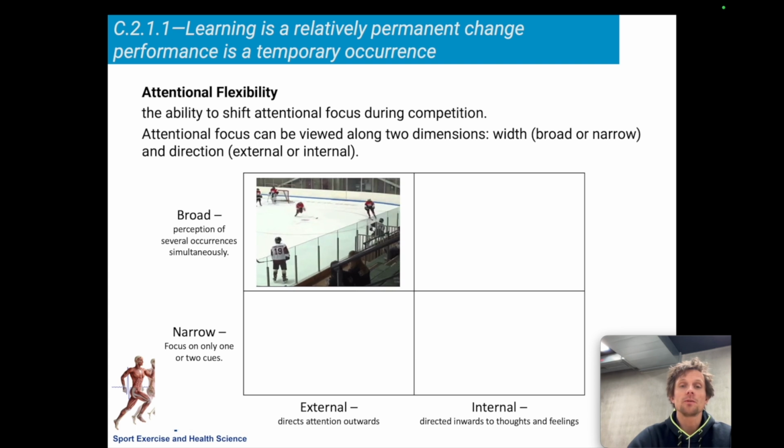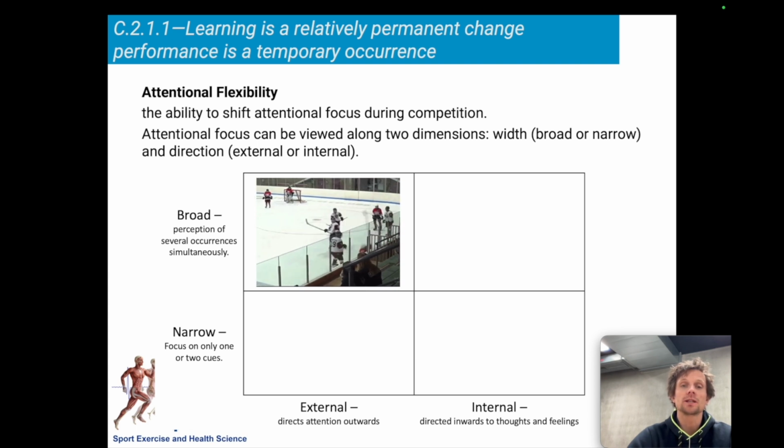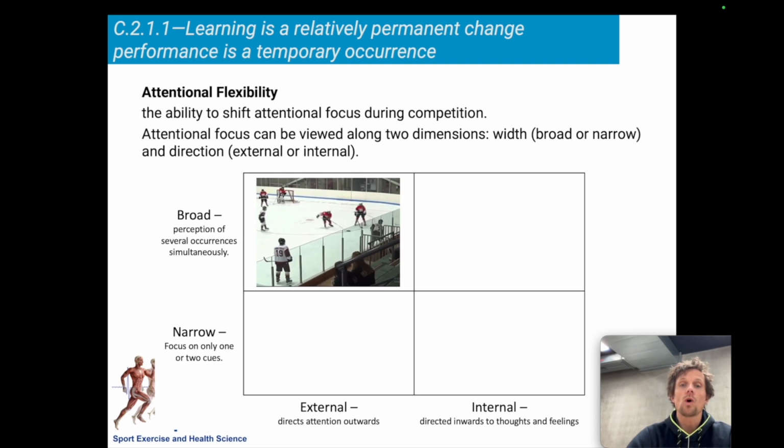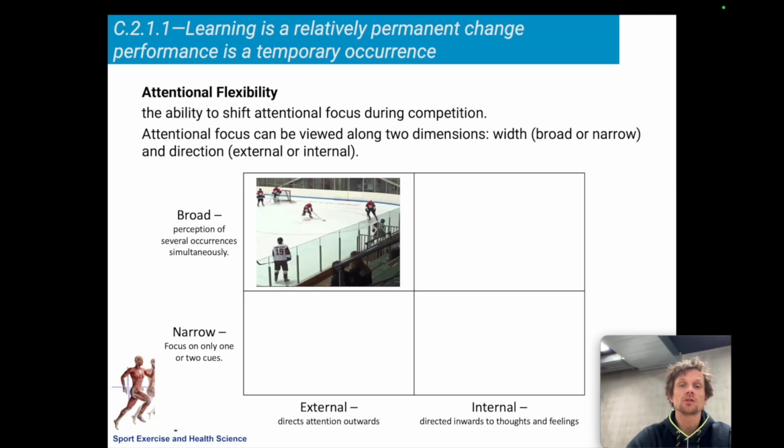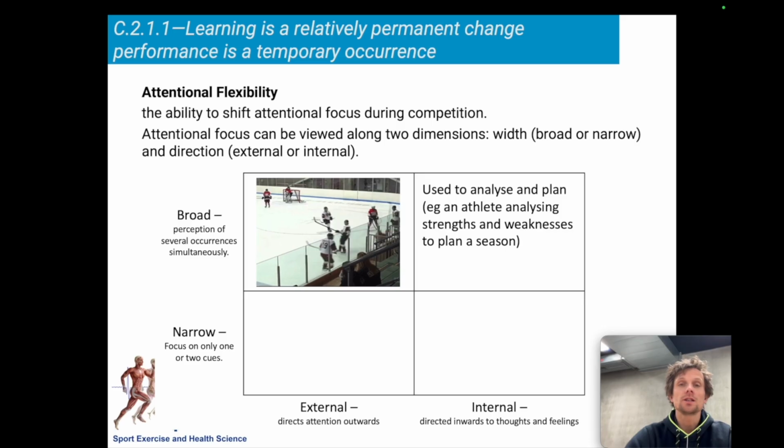Another example here, we can see in this little animation, the ice hockey player in white having the situational awareness to step out to the left when he sees the other player racing towards him, thus avoiding the body check. If we think about a broad internal focus, then this is going to be used in order to analyze and plan.